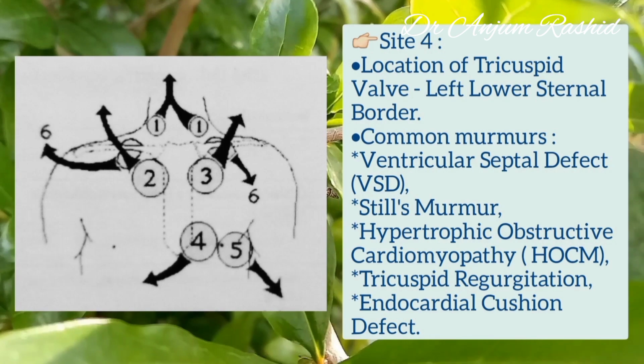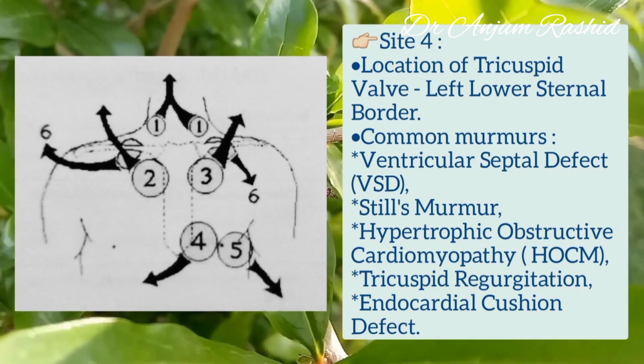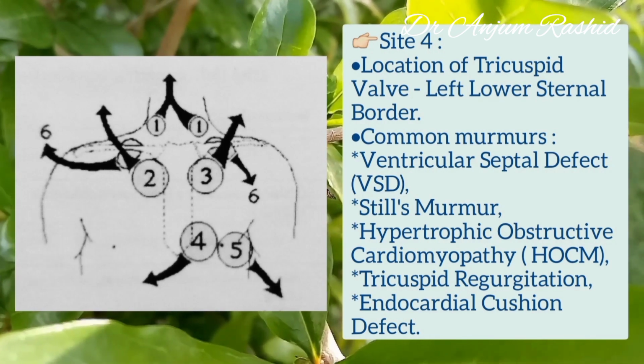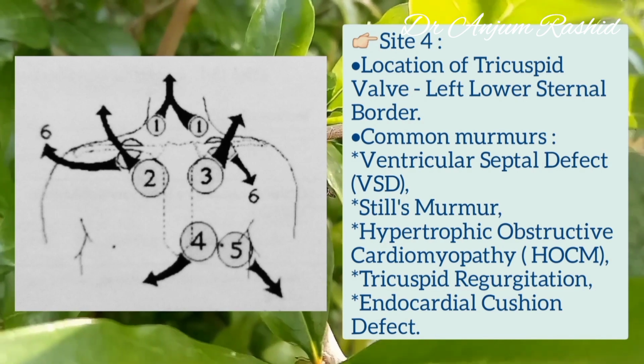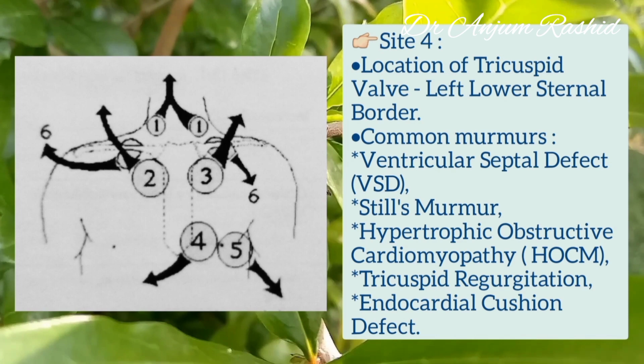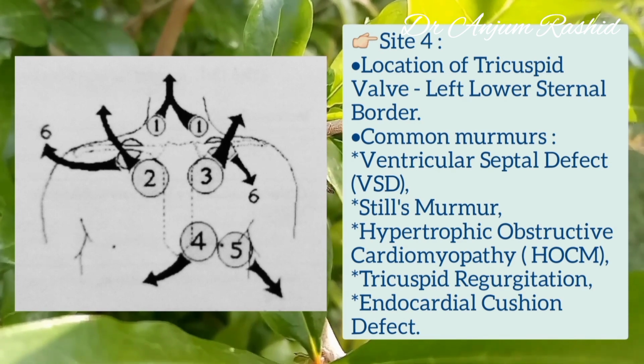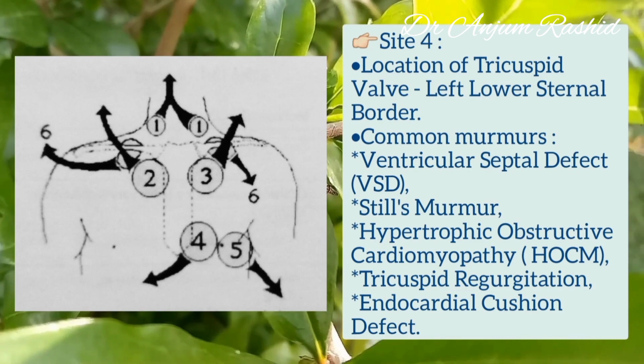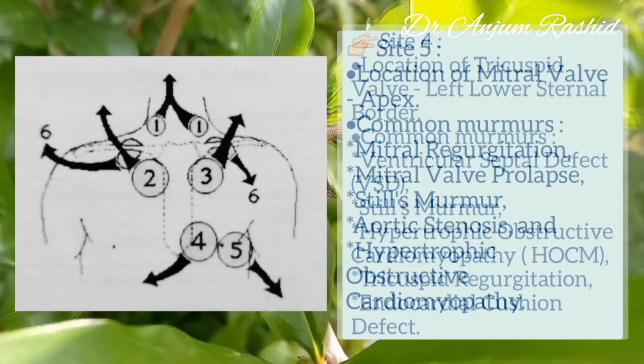Now site 4. It is the location of the tricuspid valve and it is at the left lower sternal border. Common murmurs heard here include ventricular septal defect, Still's murmur, hypertrophic obstructive cardiomyopathy, tricuspid regurgitation, endocardial cushion defect.